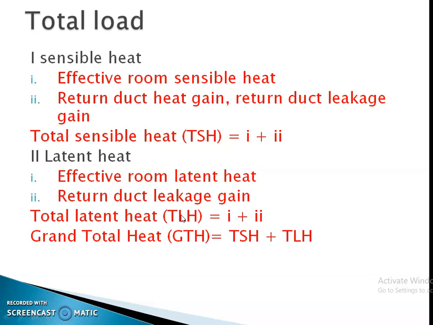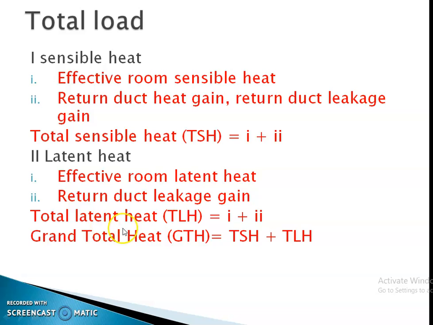Next slide, we discuss the total load. The first one is sensible heat and the second one is latent heat. From the sensible heat, the effective room sensible heat, return duct heat gain and return duct leakages, we find the total sensible heat, TSH 1 and 2. From the latent heat, we find the effective room latent heat and return duct leakages.